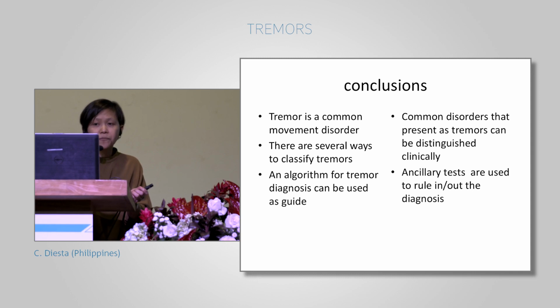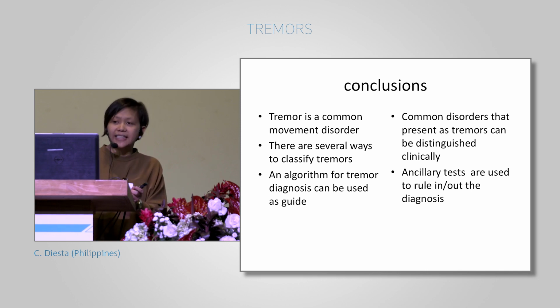So with that, these are the conclusions: tremor is a common, if not the most common, movement disorder. There are several ways to classify tremors. An algorithm for tremor diagnosis can be used as a guide. And common disorders that present as tremors can be distinguished clinically. For us in the Asian countries, it's always a challenge to do all the tests. Besides the fact that these are not readily available, the cost of doing these tests is, in fact, a challenge. Ancillary tests are, in fact, used to rule in and rule out the diagnosis.